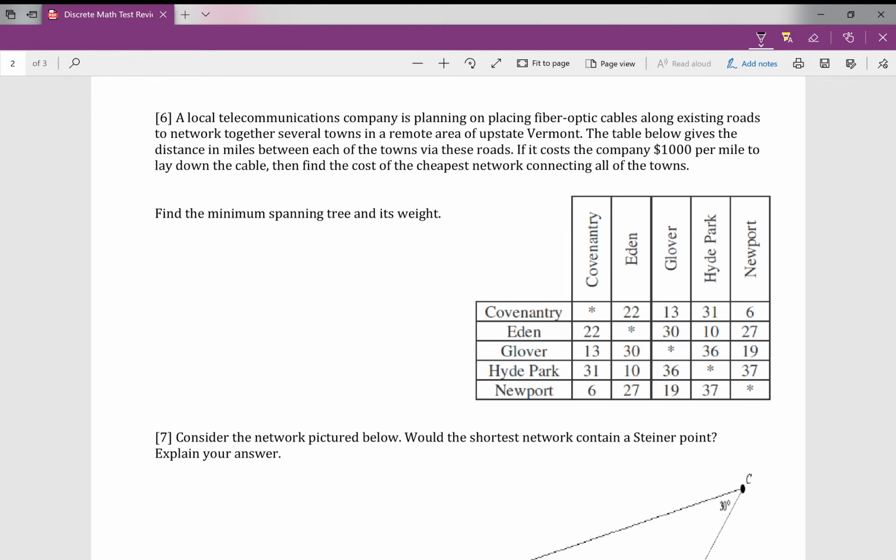Here we have a table, and it gives us the mileage between the different cities in this fiber optic cable network. So we should be looking for the smallest numbers. I see 6, 10, and we can draw out this network. 6 connects Newport to Coventry, and 10 connects Eden to Hyde Park.